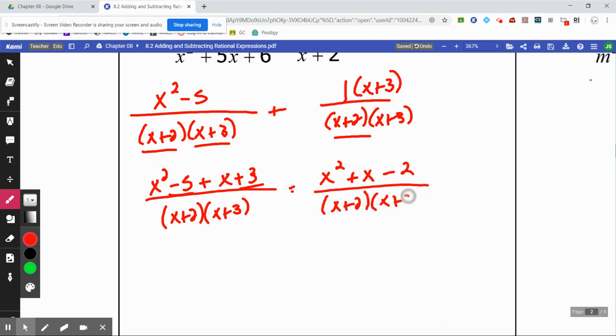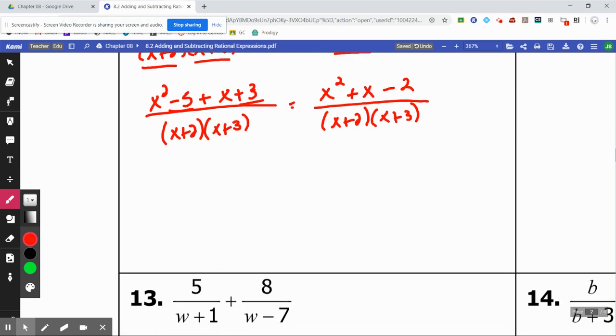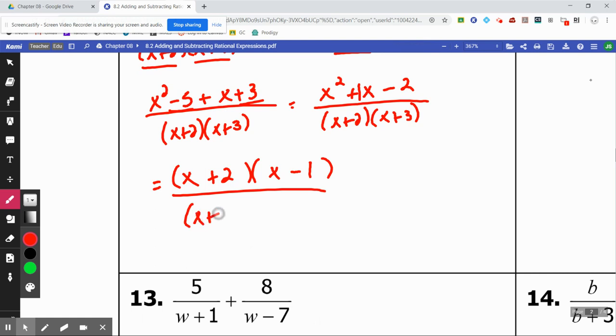times x plus 3. Factor to see if it will reduce. The top factors into what adds to give you 1, multiplies to give you negative 2, will be a positive 2 and a negative 1. On bottom, you have x plus 2 and an x plus 3. So therefore, the x plus 2's cancel. Final answer, x minus 1 over x plus 3.